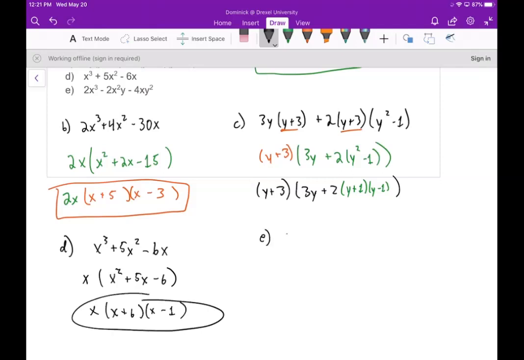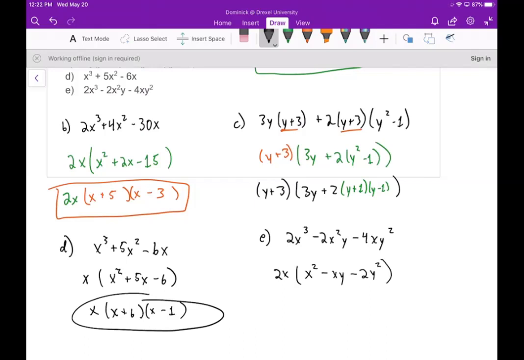Okay, last example, 2x to the third minus 2x squared y minus 4xy squared. So it looks like here we can take a 2 out and an x out. And we're going to be left with an x squared, minus xy, and then a minus 2y squared.